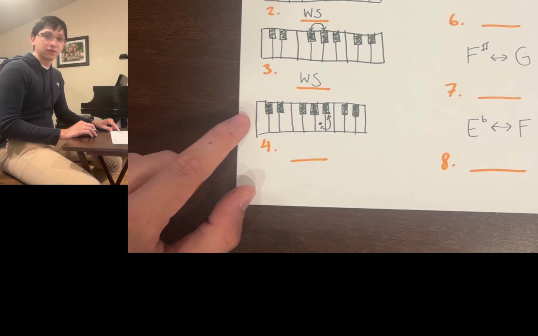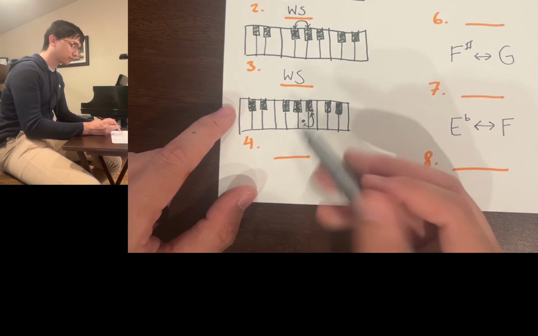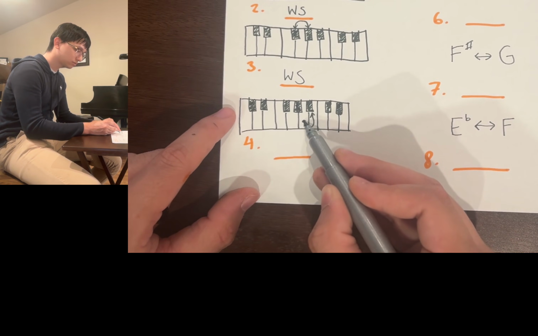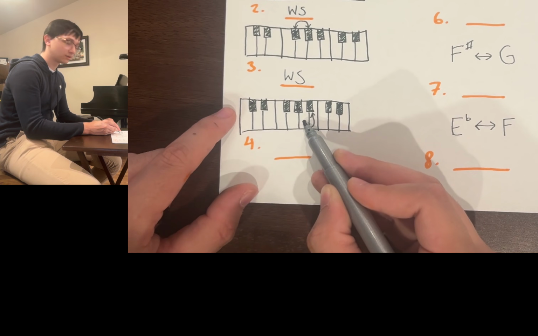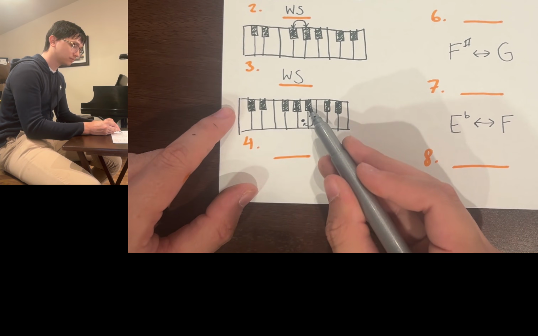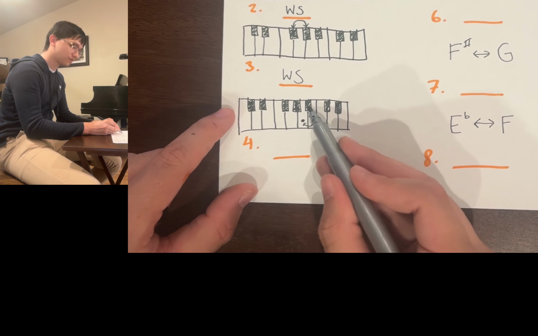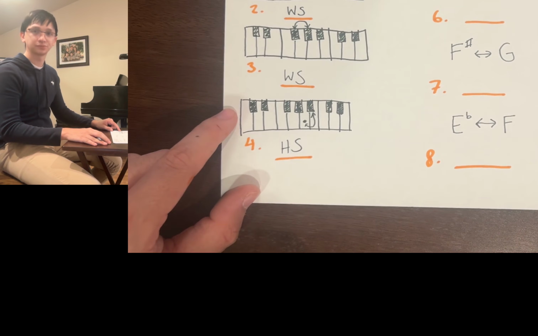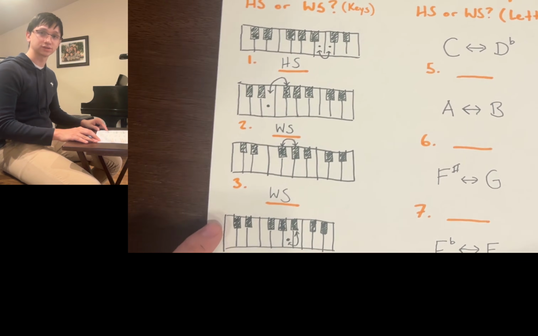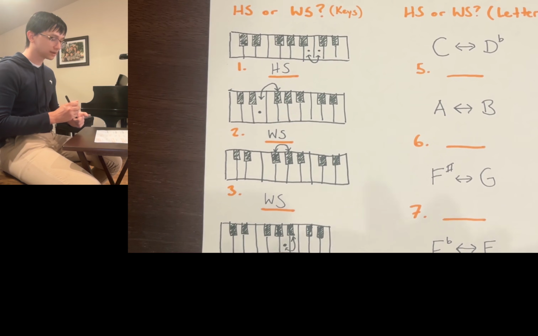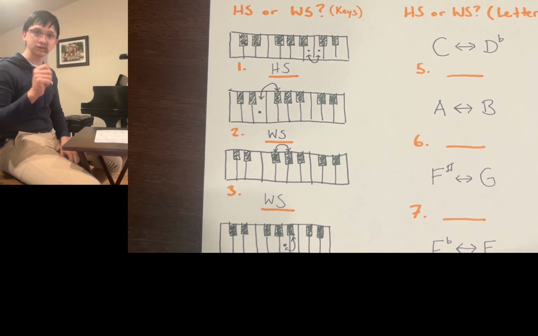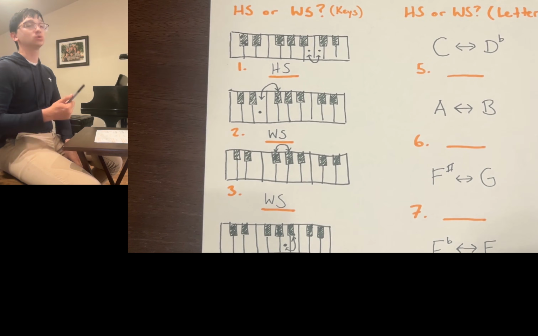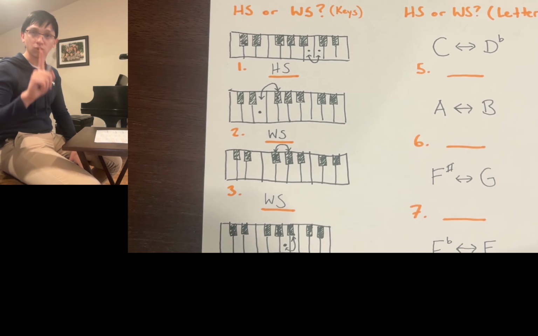Now, in the next one, we're going from this A right here, and then we're going up to this black key. So we're going from a white key to the very next black key. So here we have a half step. So those are the first four answers there. What you're really asking yourself with the half step is, am I going to the very next key? And with the whole step, you're asking, am I skipping over one key?